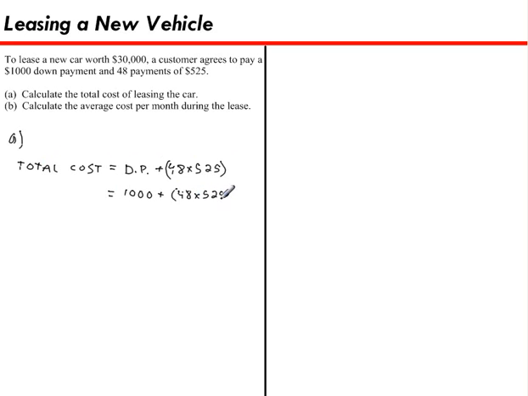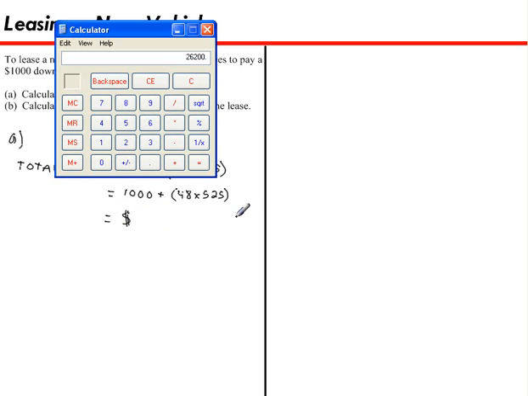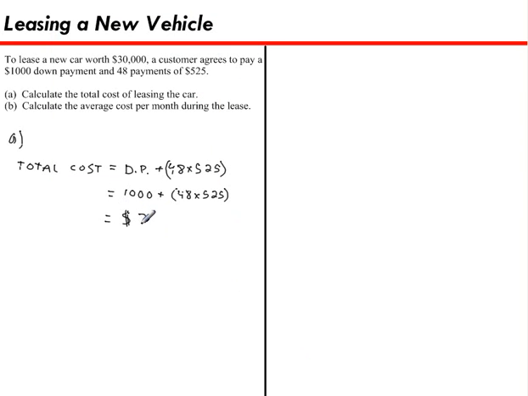And to finish this off, if you need to use a calculator, that's fine. Go ahead and do that. But I'll just show you that we get a total cost of $26,200. So you can see the sticker price was $30,000, but the total cost for the lease is $26,200. And this is why leasing can be an attractive alternative to buying the car.